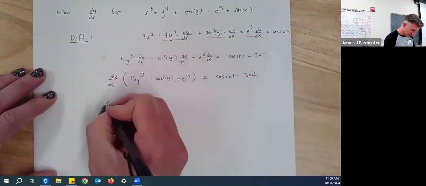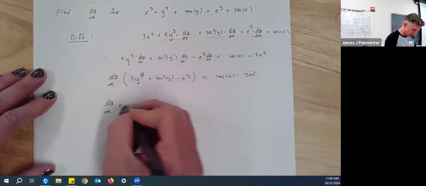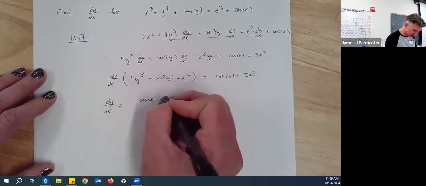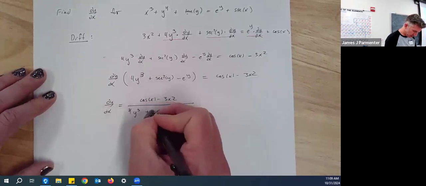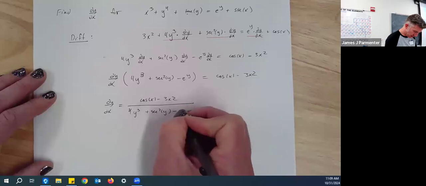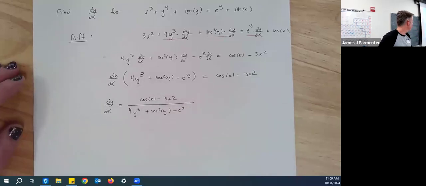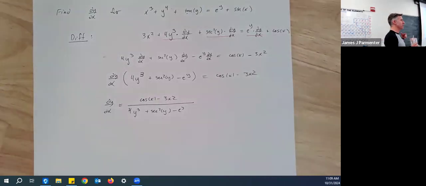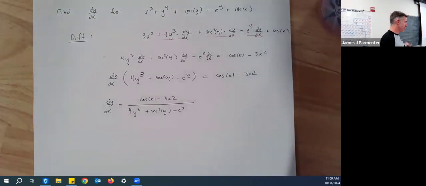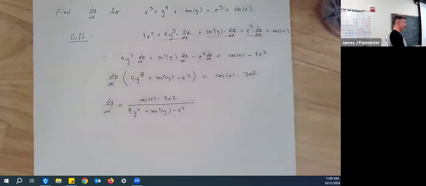And then finally, solving for dy dx, we get dy dx equal to cosine of x minus 3x squared divided by 4y cubed plus secant squared of y minus e to the y. Kind of terrible, but it's always the same process. You're always doing the same 3 things. Differentiating both sides, collecting all your terms that have y prime or dy dx on one side, factoring it out, dividing by what's left over. Always the same steps, as long as they're asking you just to find the derivative.